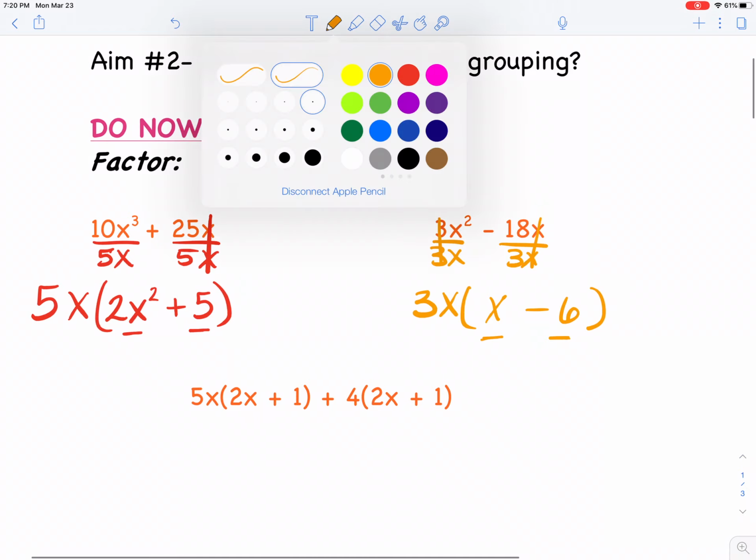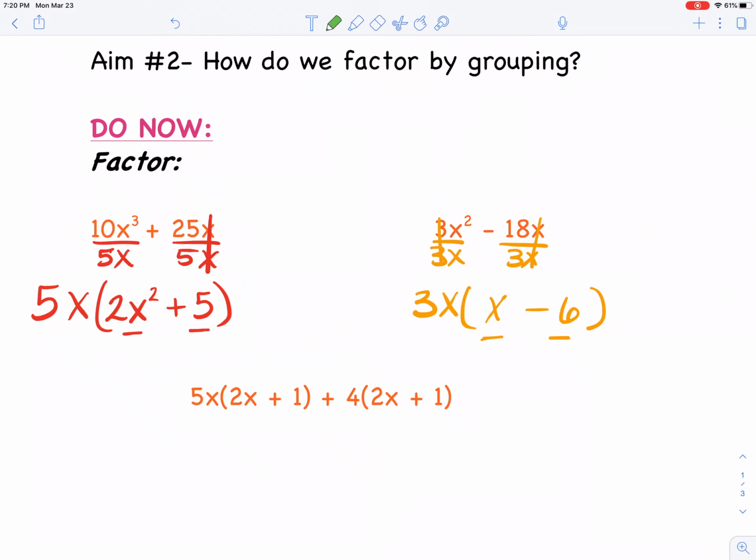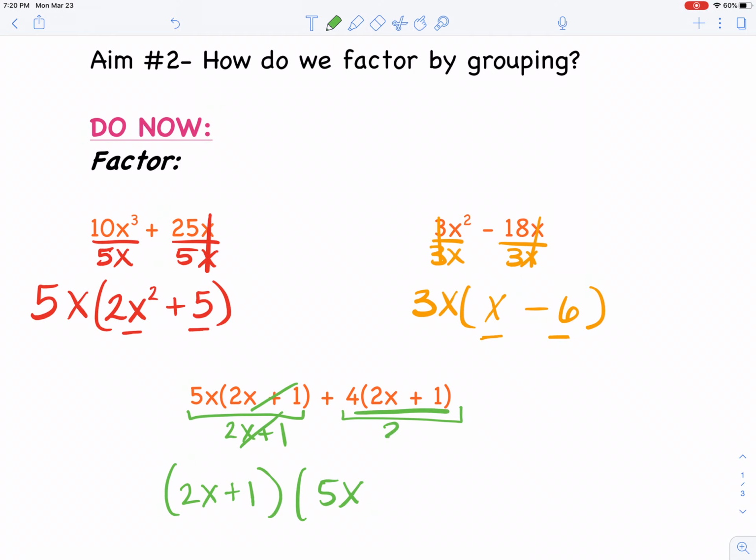The third example leads into what we're doing today, factoring by grouping. But we looked at this yesterday. Here, this term and this term both have the common factor of 2x plus 1. When I divide the first group by 2x plus 1, I get 5x. The 2x plus 1's go, 5x is left. When I divide the second group by 2x plus 1, the 2x plus 1's go, and I'm left with plus 4. So the terms in front of the parentheses are the two terms in my second factor.